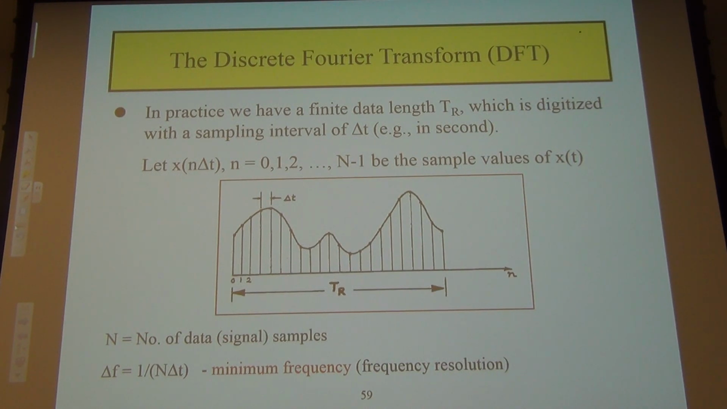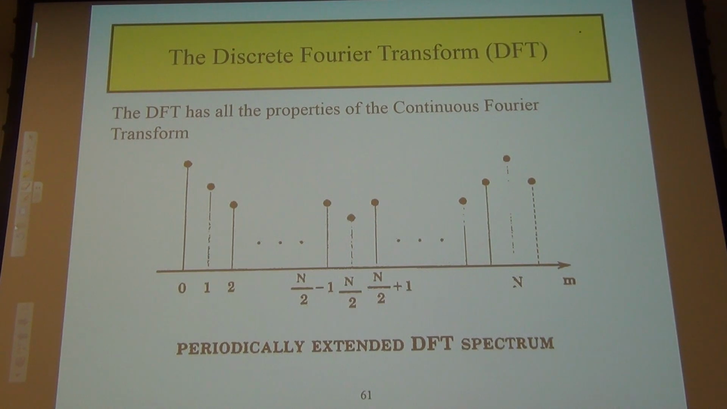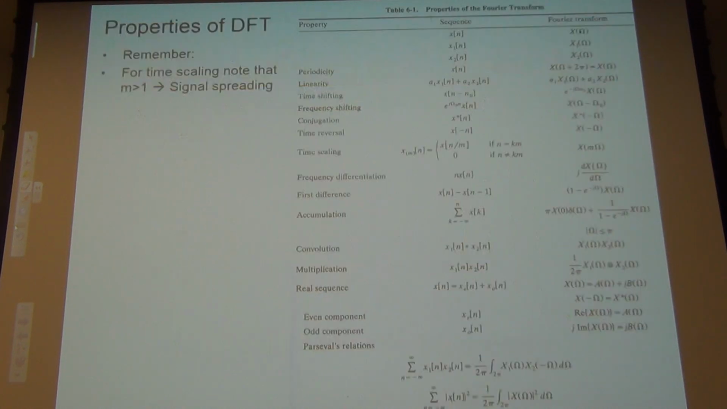We need to sample this signal using what criteria? Nyquist criteria, right? And then we can also do the discrete Fourier transformation, the DFT, and this is the DFT spectrum. These are the properties of the DFT.